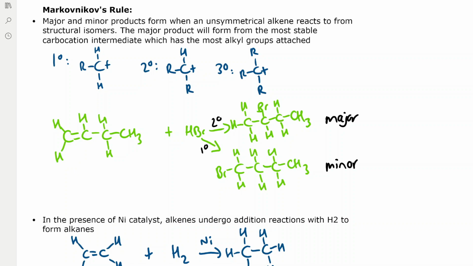So for example, in this reaction here, we have butene reacting with hydrogen bromide, and it has to be hydrogen bromide, because if it was bromine, then we wouldn't have structural isomers forming. So we form a secondary carbocation and a primary carbocation. And the secondary carbocation, which is where the bromine attaches to the second carbon atom in the chain, so 2-bromobutane, is the major product, and 1-bromobutane is the minor product, because the secondary carbocation is more stable because it has more alkyl groups attached to that carbocation.